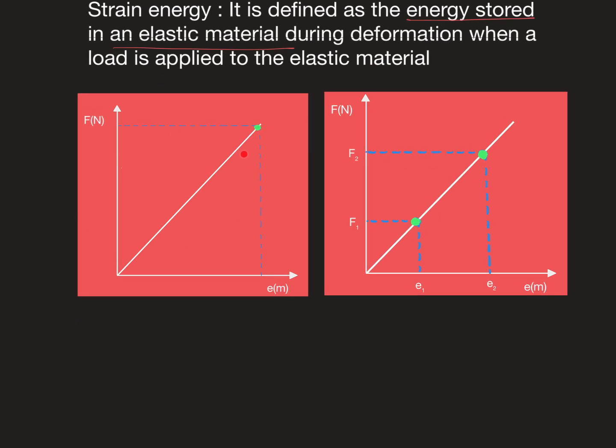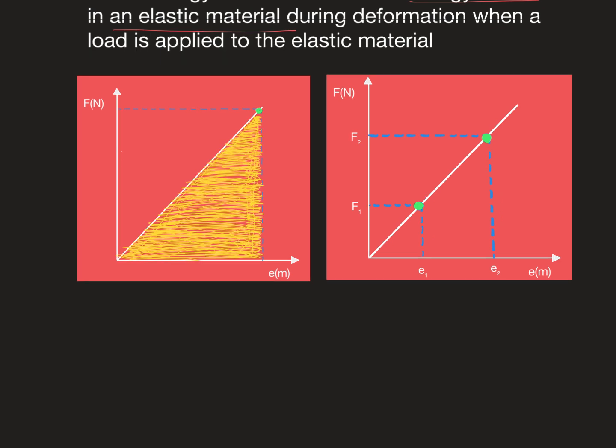If we consider this first diagram here, we have force against extension. So the energy is the same as the work done, and we calculate the work done as the area under the graph. So if I shade this area, it looks like a triangle. So which means the energy or the work done will be given by the area of a triangle.